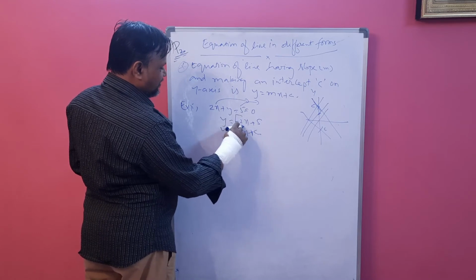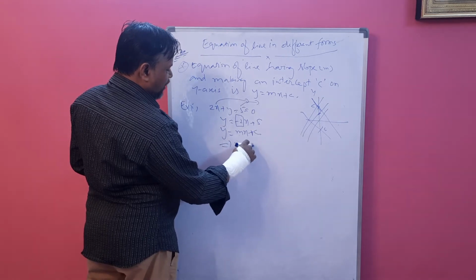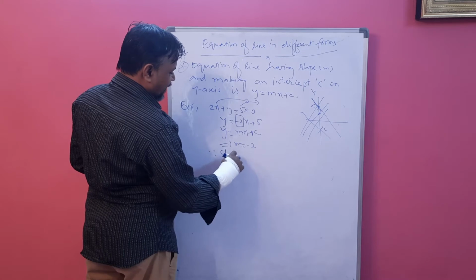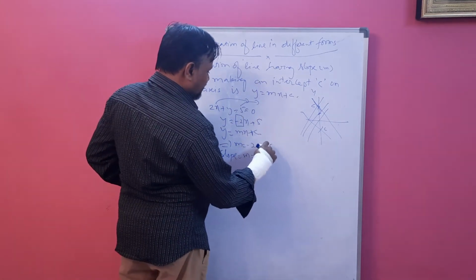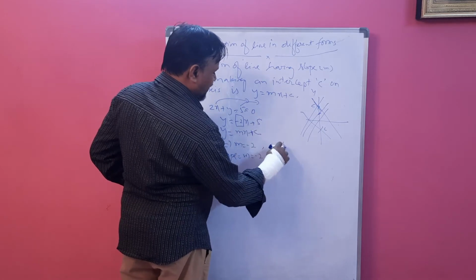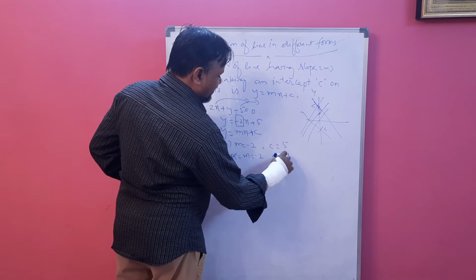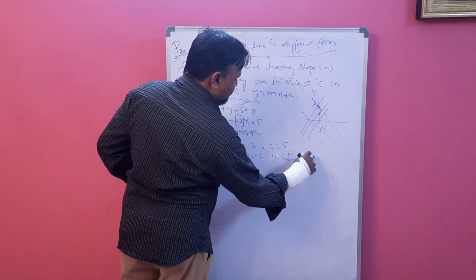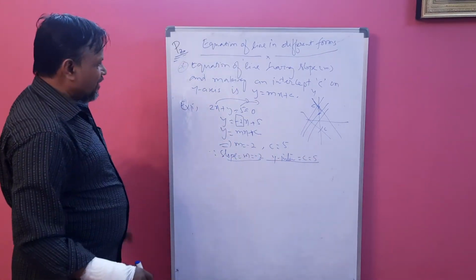Minus 2. This is the value of m. This implies m equal to minus 2. That means the slope of the line, m, equals minus 2. C is the constant, that is 5. So here the y-intercept equals C, that is 5. So these are very simple ones.